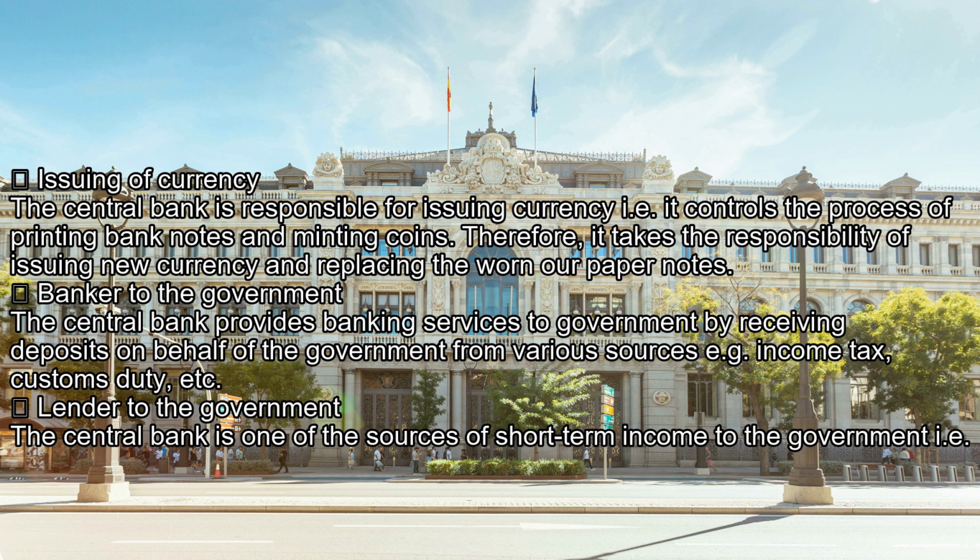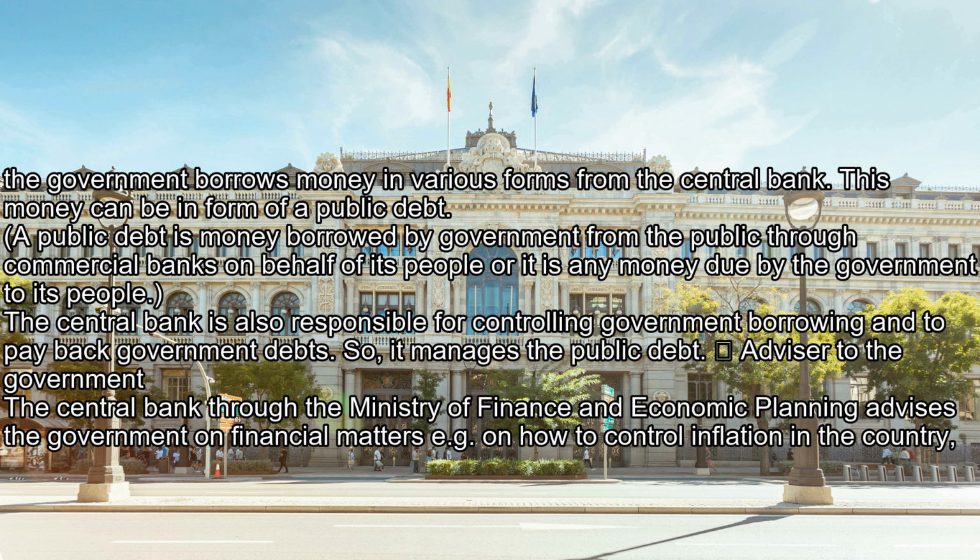Lender to the government. The central bank is one of the sources of short-term income to the government, i.e., the government borrows money in various forms from the central bank. This money can be in form of a public debt. A public debt is money borrowed by government from the public through commercial banks on behalf of its people, or it is any money due by the government to its people. The central bank is also responsible for controlling government borrowing and to pay back government debts. So it manages the public debt.